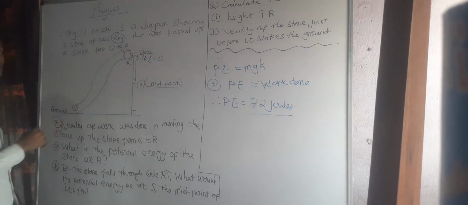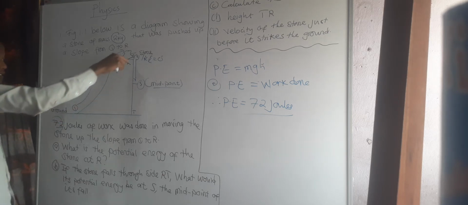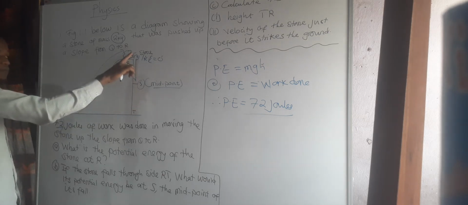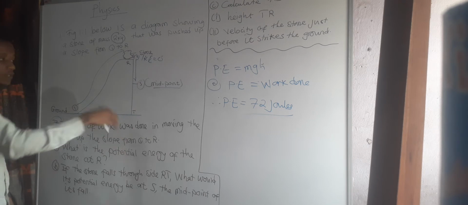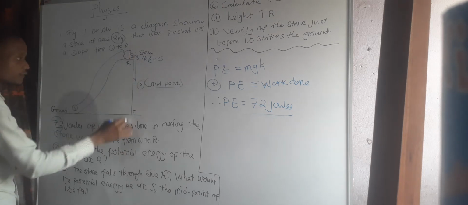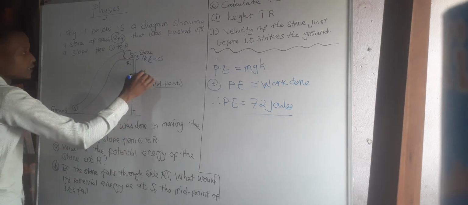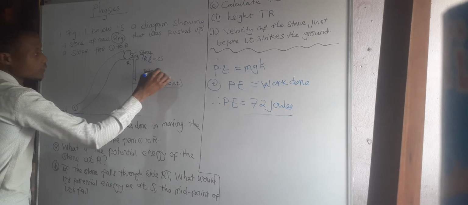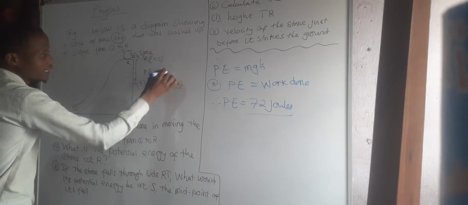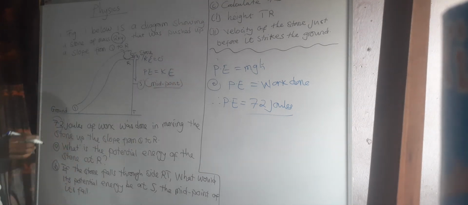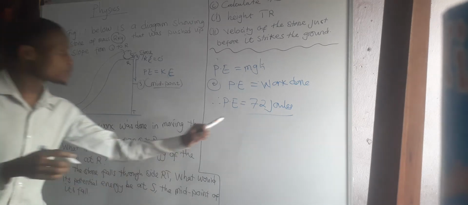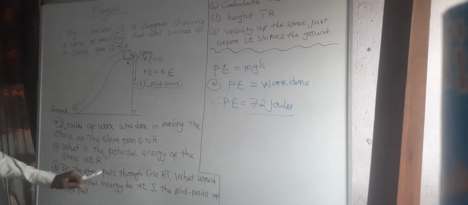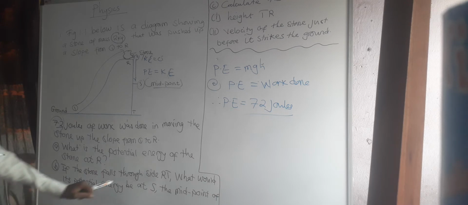We have to divide this total potential energy by 2, because it is gaining kinetic energy and losing potential energy as it is going down. So when it reaches the midpoint of its fall, the potential energy equals the kinetic energy, so we need to divide the total potential energy by 2 to find its potential energy at S.